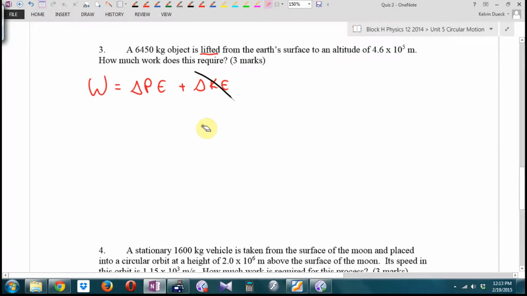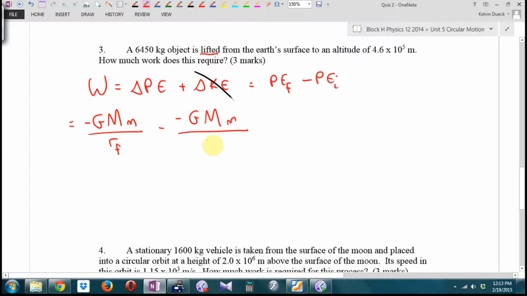Let's go back here. What's changing anything? Final minus initial. Are we cosmic? Yep. Negative big G, big M, little m. Our final minus negative big G, big M, little m over our initial is going to be negative 6.67 times 10 to the negative 11. Are we on the Earth? Yep. 5.98 times 10 to the 24th.